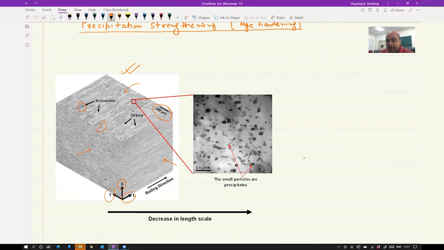Now if I start magnifying this microstructure, what I am going to observe is what I have shown here in the second image. Now see the scale bar here. This is 500 nanometers, compared to the scale bar in the first image, which is 300 micrometers. You can see very fine particles, all these particles. These fine particles, which you observe at high magnification in aluminum alloys, we call these particles or phase precipitates.